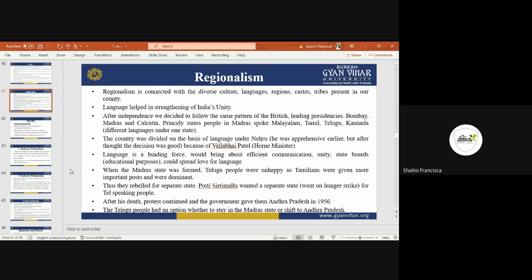After independence, we decided to follow the same pattern of the British-led presidencies: Bombay, Madras, and Kolkata, and the princely states. People in Madras spoke Malayalam, Tamil, Telugu, and Kannada. The country was divided on the basis of language under Nehru because of Vallabhbhai Patel.